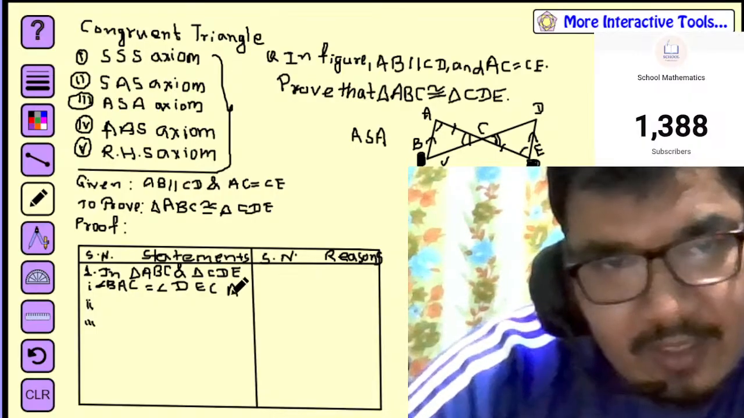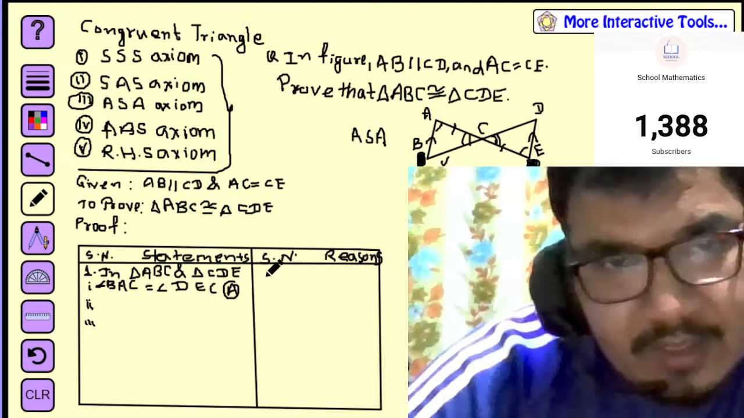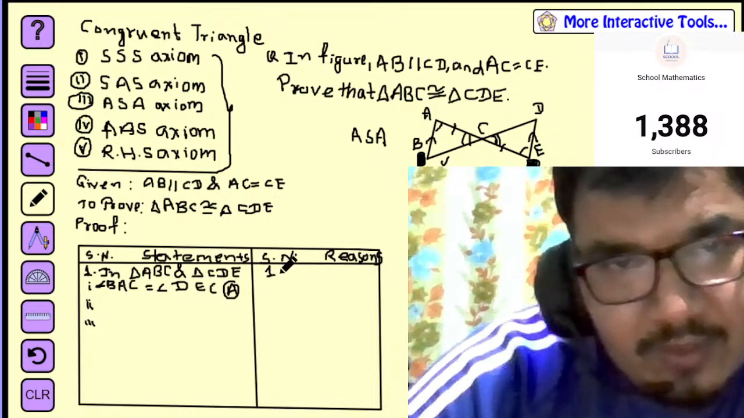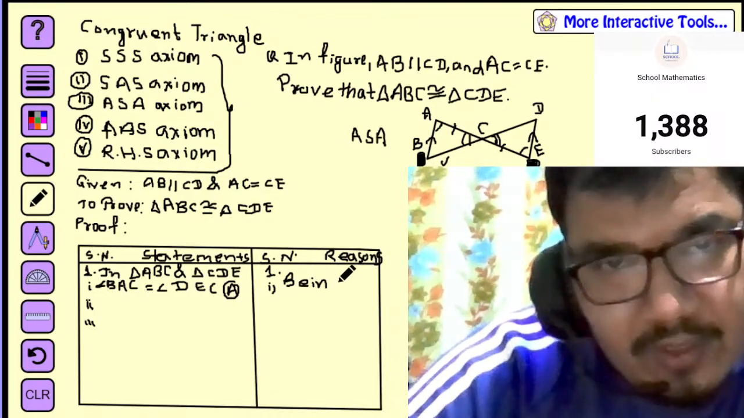This is angle. Mention here and circle also. And here number one, we have taken these two triangles, no reason. And number one is, we have taken alternate angles. If the lines are parallel, then alternate angles will be equal. Here its reason is alternate angle.